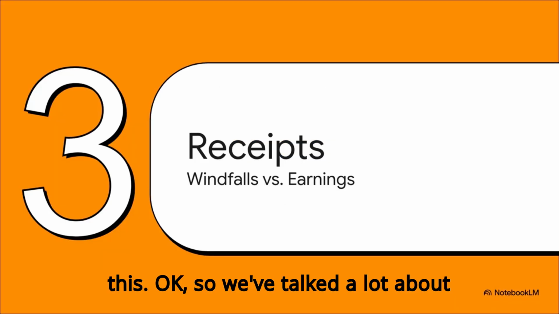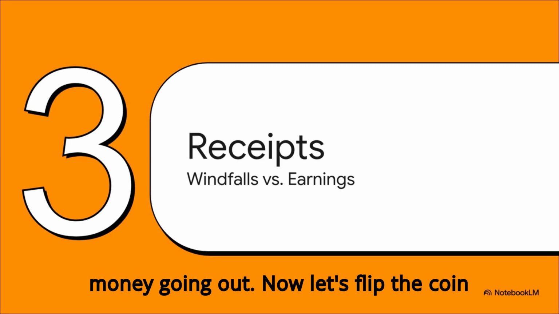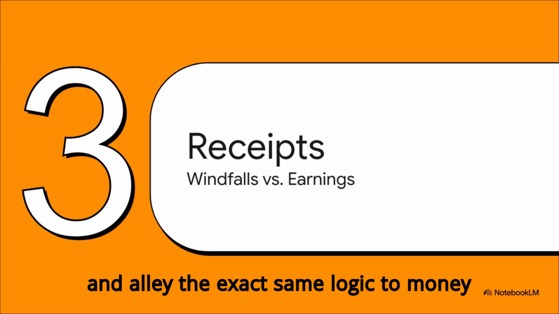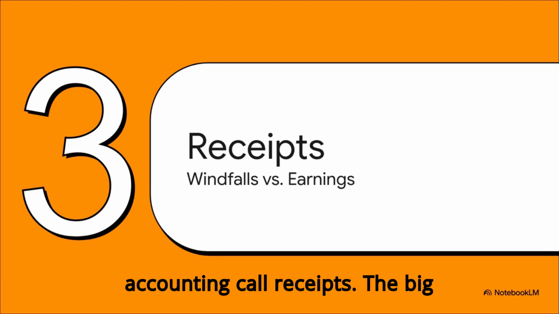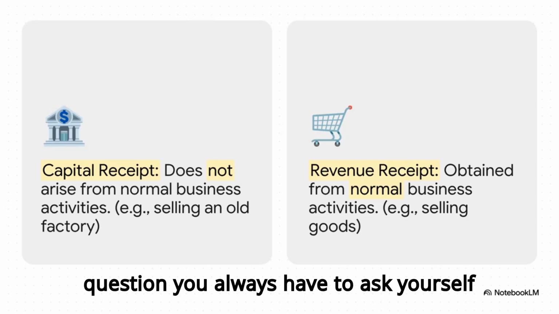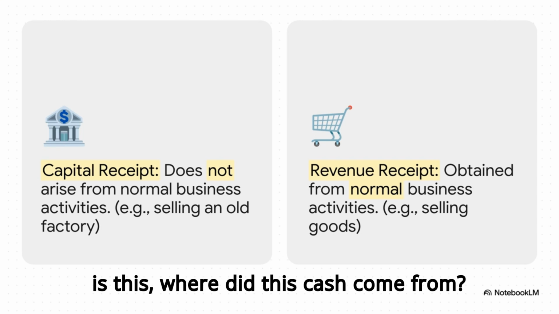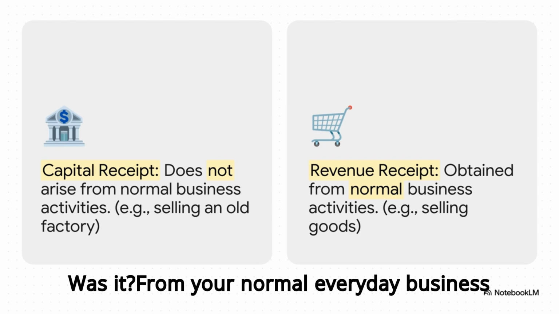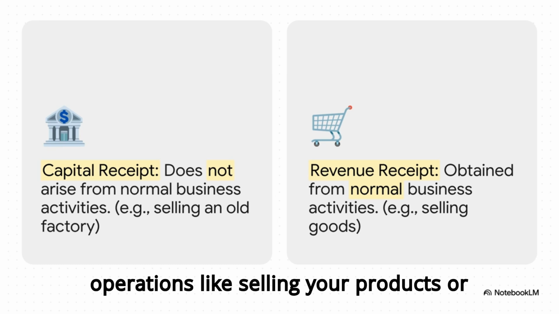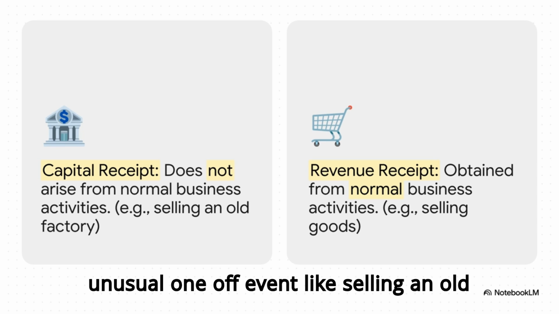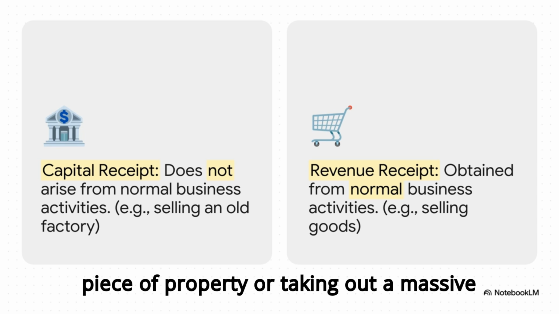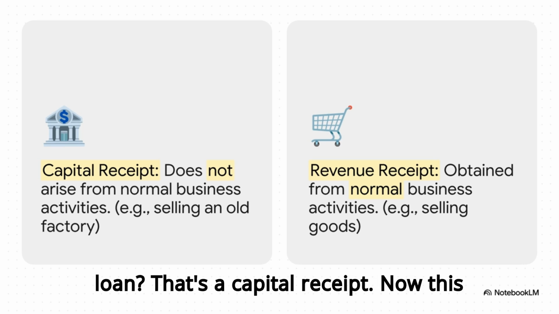Okay, so we've talked a lot about money going out. Now let's flip the coin and apply the exact same logic to money coming into the business, what we in accounting call receipts. The big question you always have to ask yourself is this: where did this cash come from? Was it from your normal, everyday business operations, like selling your products or services? If so, that's a revenue receipt. Or did it come from a big, unusual, one-off event, like selling an old piece of property or taking out a massive loan? That's a capital receipt.